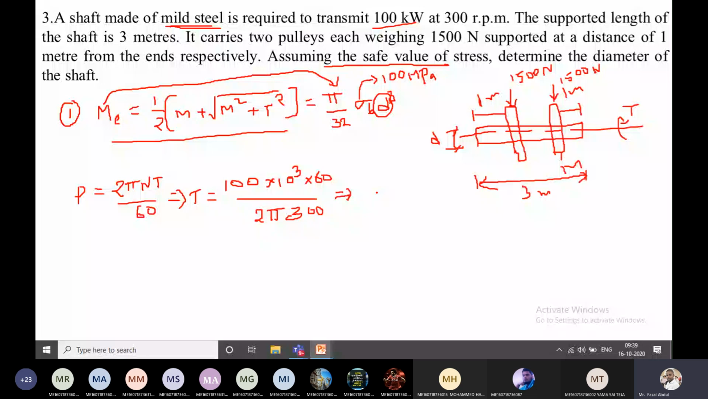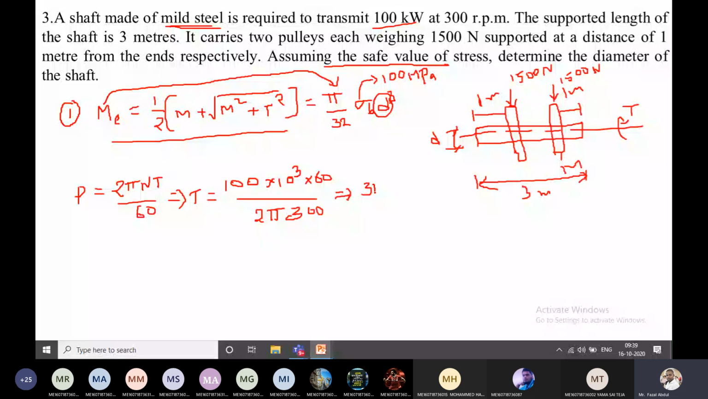3183. What are the units? Not megapascal. We are calculating the torque. Torque units are generally Newton meter. Why am I directly writing the Newton meter?